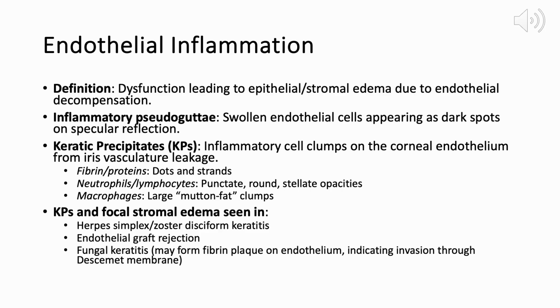This is often seen in disciform keratitis from herpes simplex or zoster, endothelial graft rejection, or fungal keratitis, where fibrin plaques may form on the endothelium, suggesting that the infection has breached through Descemet's membrane.